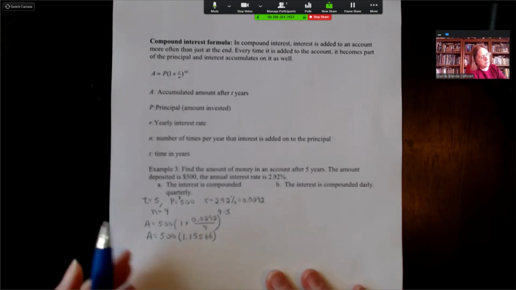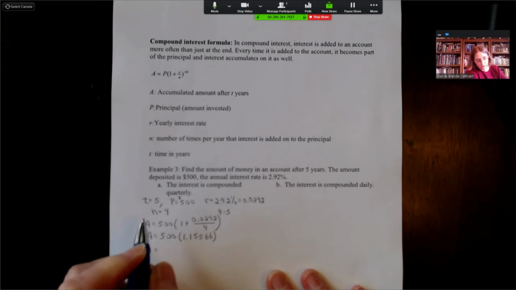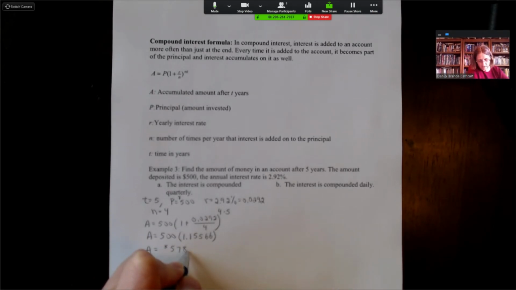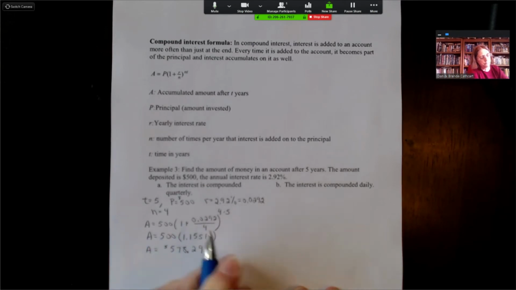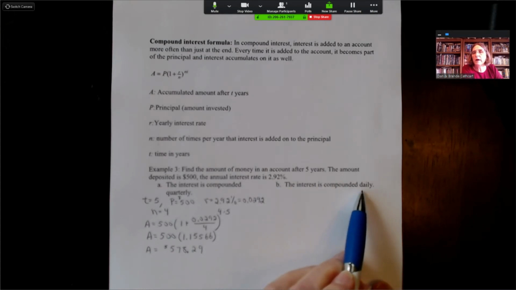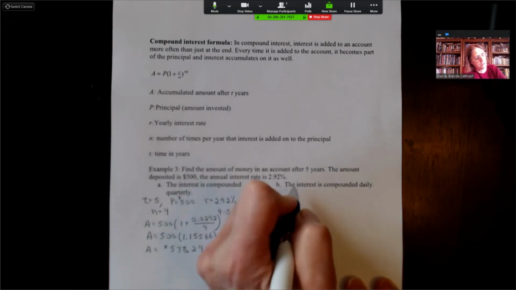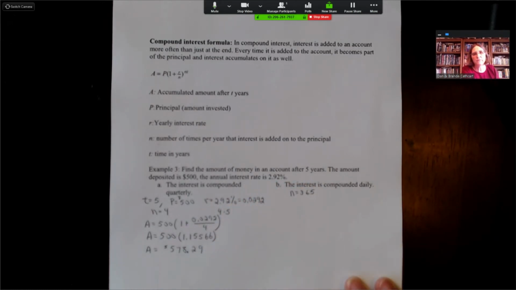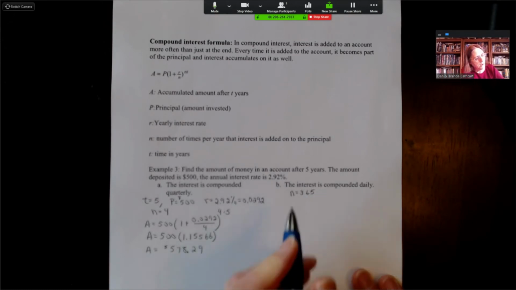So multiplying these two together, we end up with $578.29. Let's work that same problem. This time for part B, we want it to be compounded daily. Well, there's 365 days in a year, so N is equal to 365. Let's plug those same numbers then into our formula, just changing the N to 365.